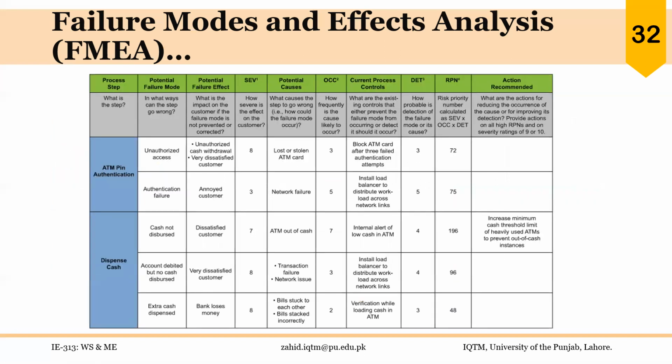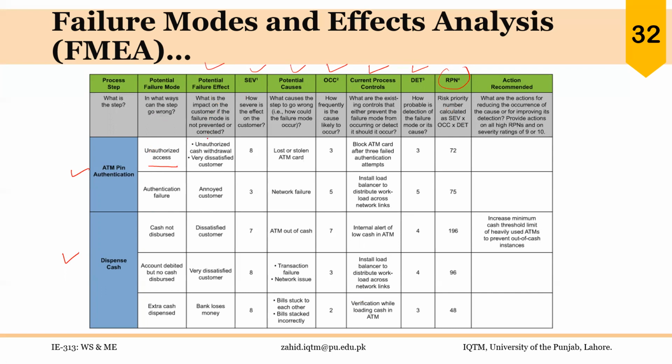Here is an example. So this relates to usage of ATM to withdraw cash. So again, we have items here or process steps written, potential failure modes are written, effect of the failure, severity, potential causes of that failure mode, chances of occurrence, current process controls, and probability of detection, and then we have RPN.